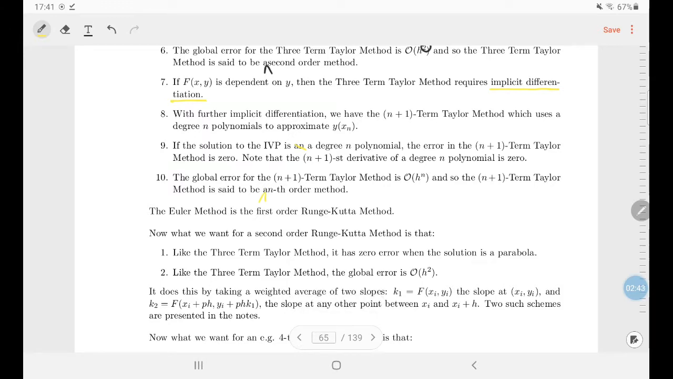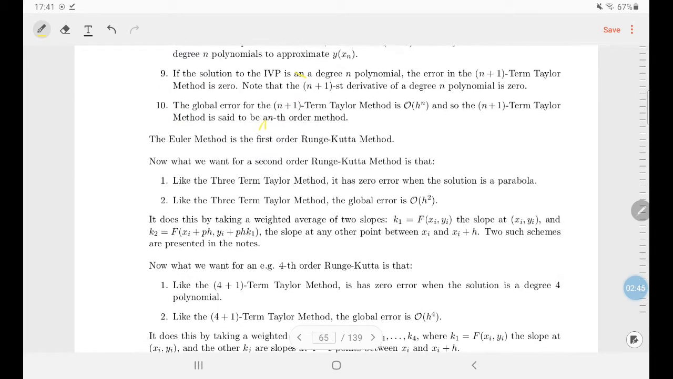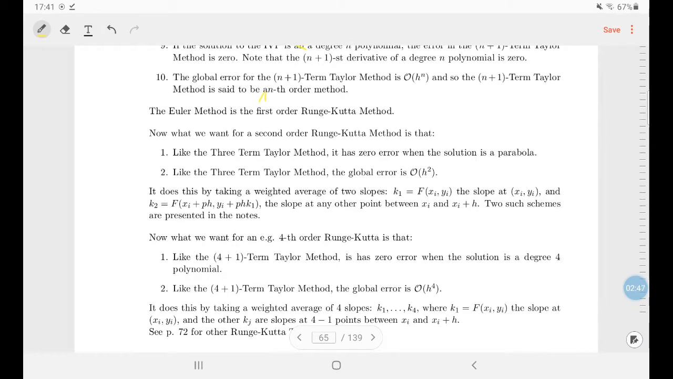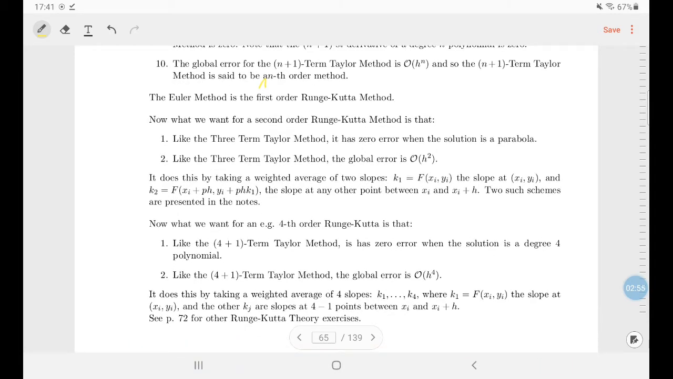The Euler method then is the first order Runge-Kutta. So what we want for a second order Runge-Kutta method is that, like the three-term Taylor method, there is zero error if the solution is a parabola. Like the three-term Taylor method, we want the global error to be order h squared. It does this by taking a weighted slope, a weighted average of two slopes. Two schemes are presented in the notes: Heun's method and the midpoint method.